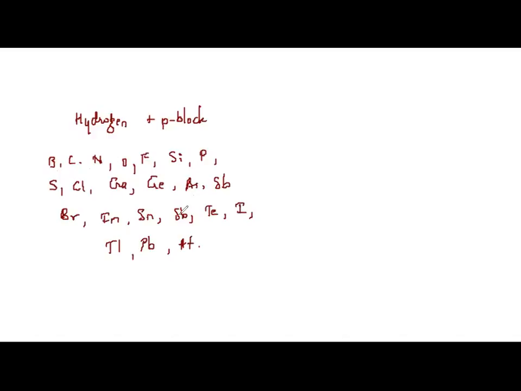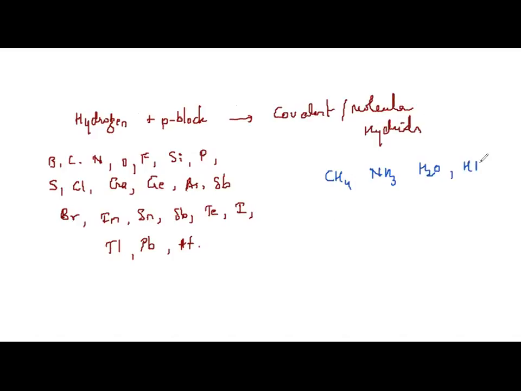So with any of these elements, when hydrogen combines, it forms covalent or molecular hydrides. Common examples of these covalent or molecular hydrides include CH4, then ammonia, NH3, which we have just seen. It might be H2O, HF, HCl, HBr. These are all the common examples. PH3 as well. So these are all molecular hydrides.